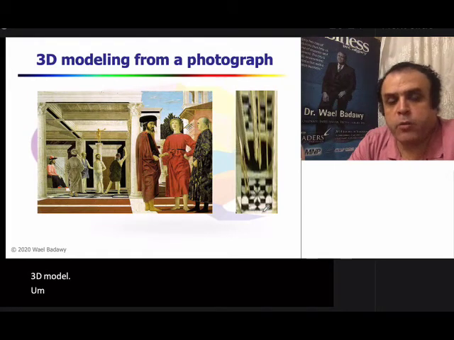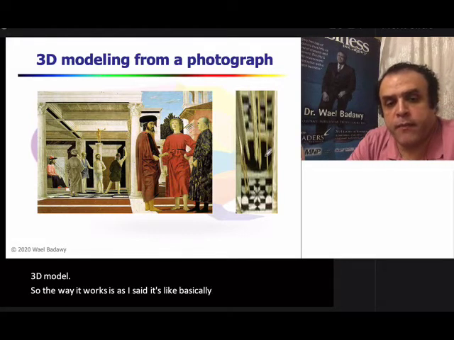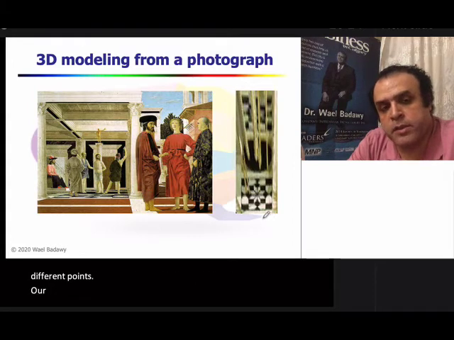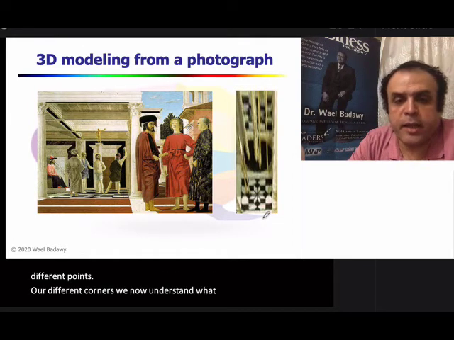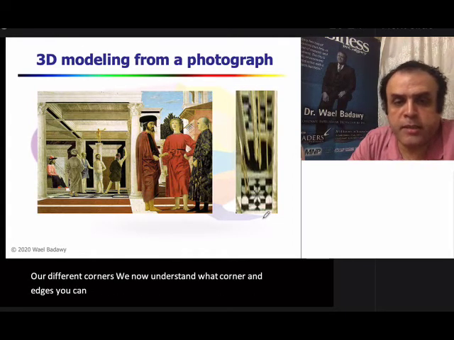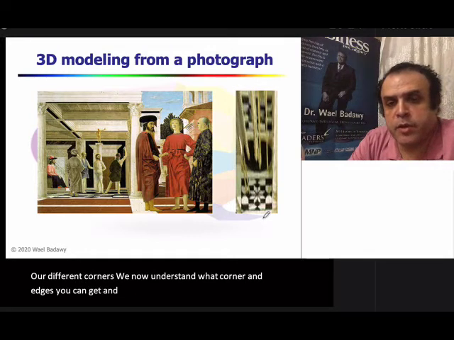So the way it works is, as I said, you can get from different points or different corners. We now understand what corners and edges are. You can get and compute the vantage points, and then you can reconstruct the 3D.